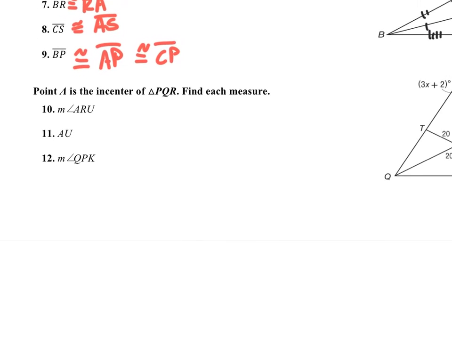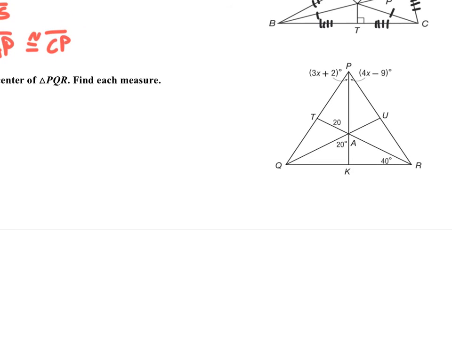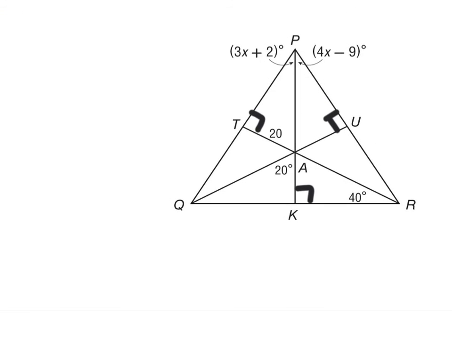Now what I know is that A is the incenter. An incenter creates perpendicular angles here, here, and here. But it also bisects all of these angles. So I'm going to call these two angles congruent, these two angles congruent, and these two angles congruent. That's the conclusion we need to draw here.